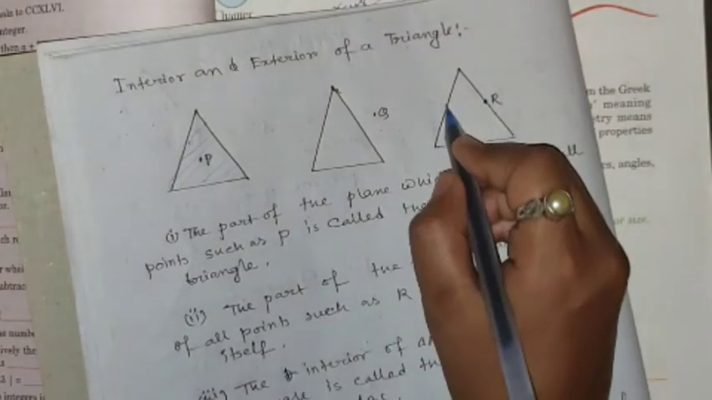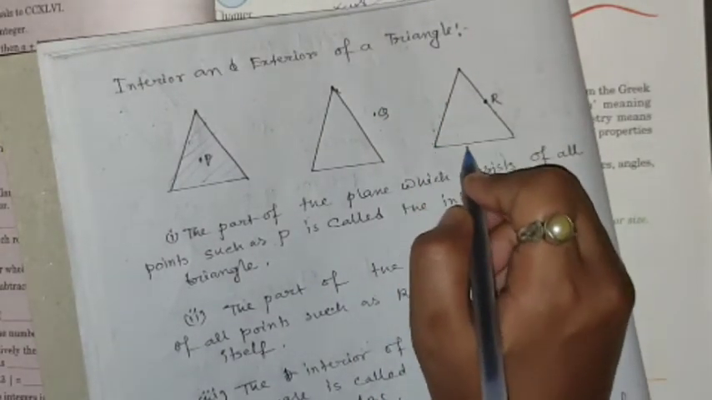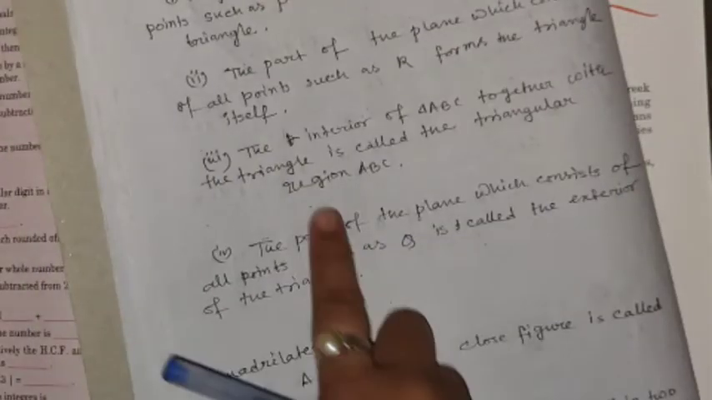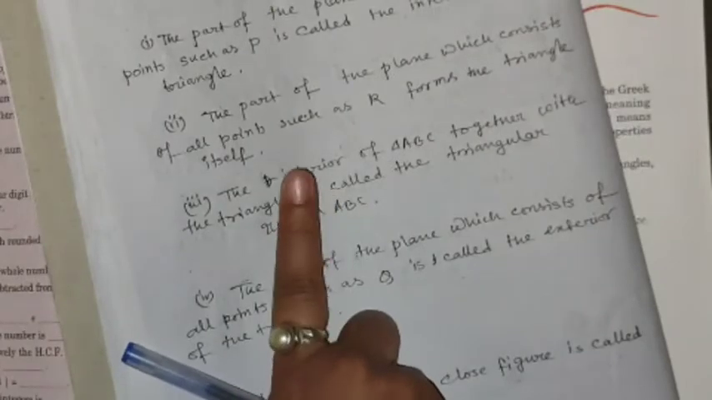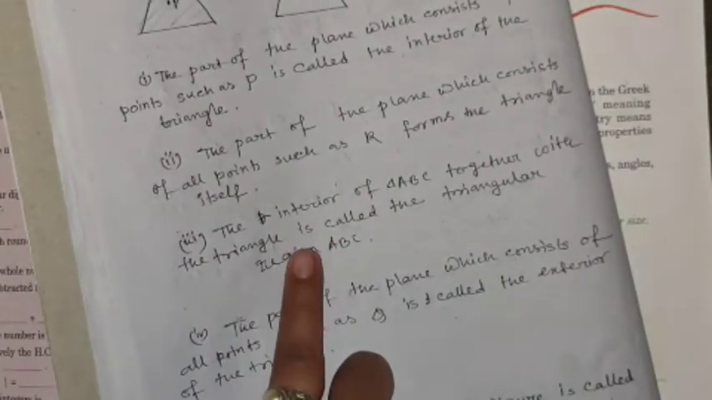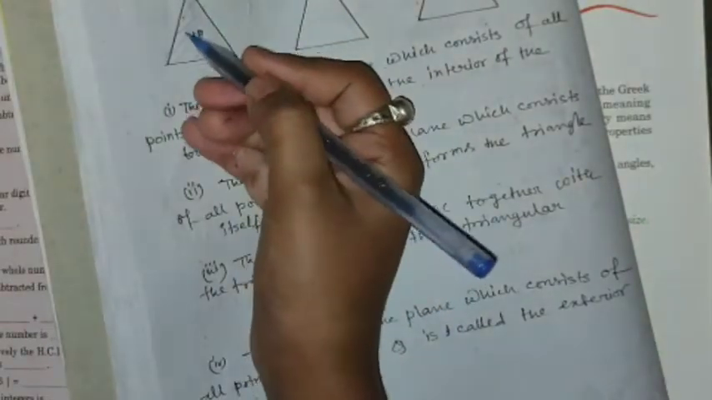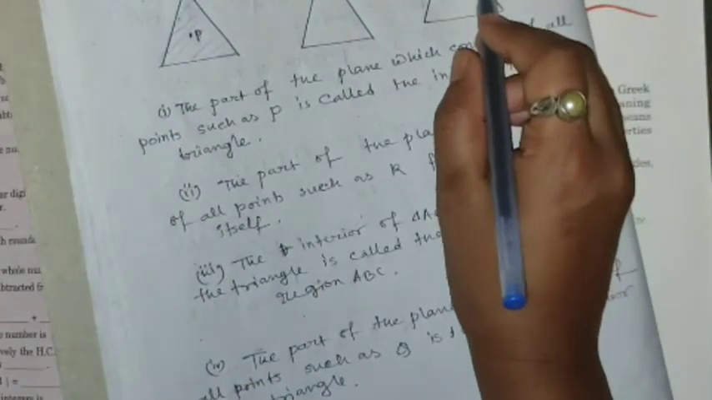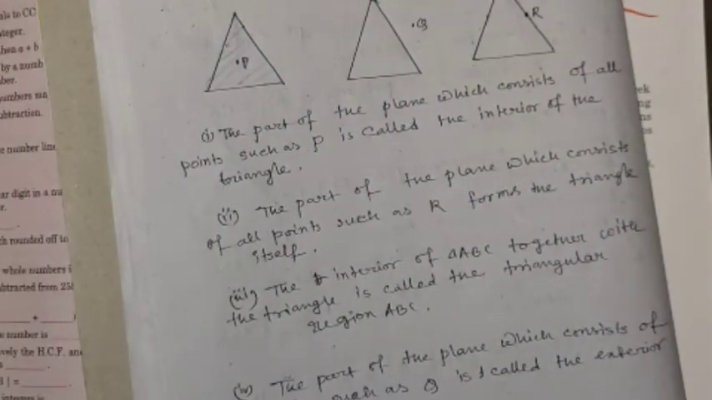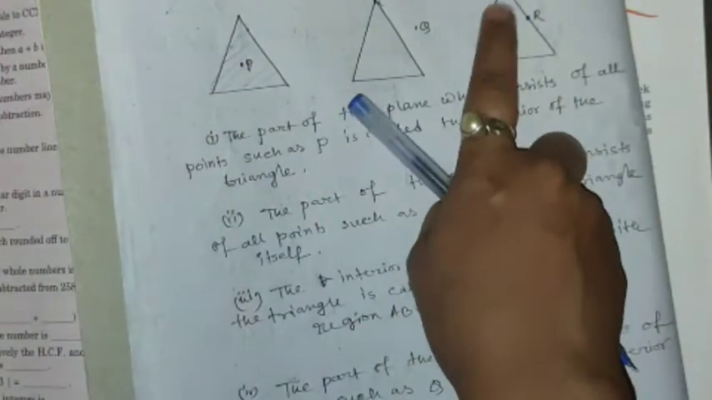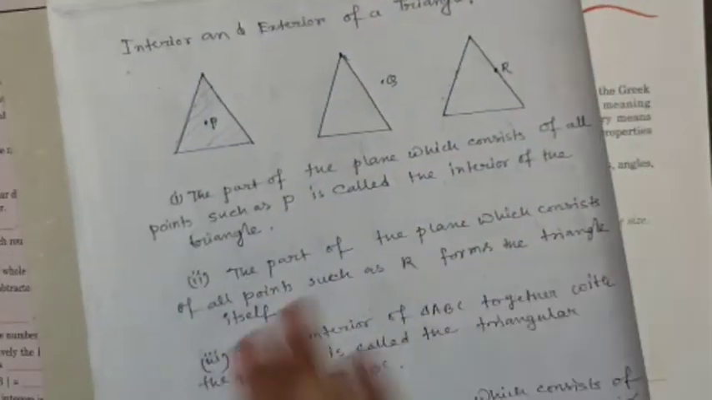So if there is no point on this boundary, this part contains the triangle itself. Okay, next, the interior of triangle ABC together with the triangle is called the triangular region. So the interior part included with the triangle itself is called the triangular region. We call the interior part and the boundary together the triangular region.